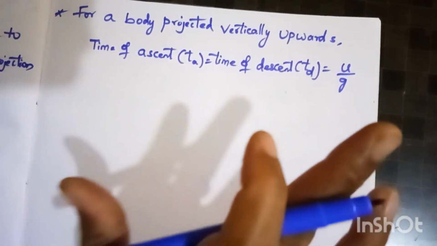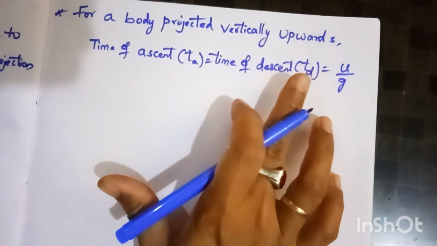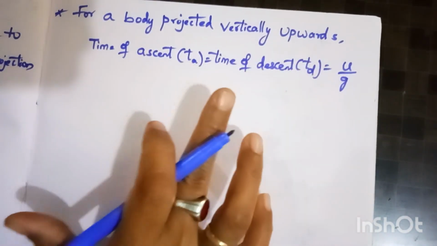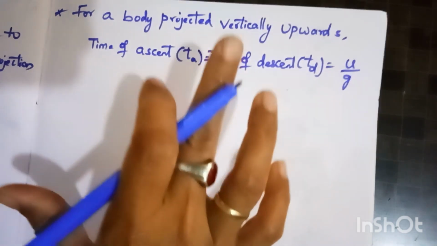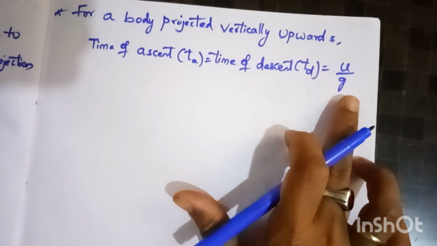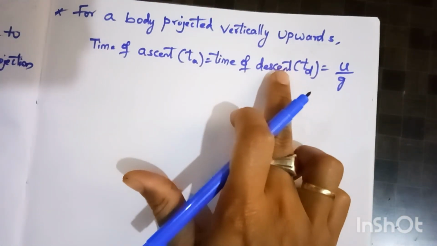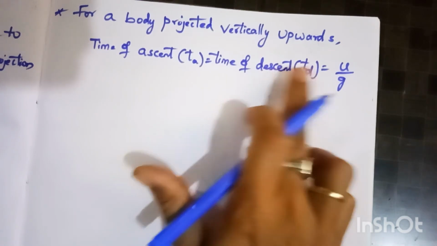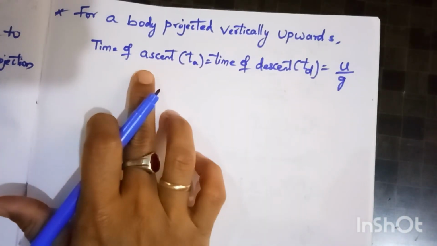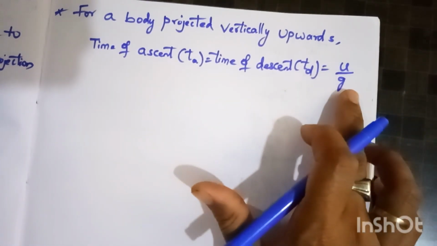So you will get time of ascent and time of descent when an object is projected vertically upward. Without vertical projection in the upward direction, there will be no time of ascent and no time of descent. When a body is thrown vertically upward, for the upward motion we get the time of ascent, u by g. From maximum height to ground, for the downward motion, we get the time of descent, u by g. So the time of ascent is equal to the time of descent, that is u by g.